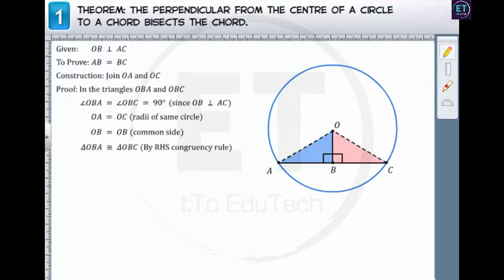Congruent triangles have their corresponding sides equal. Thus, AB equals BC. Therefore, B is the midpoint of AC. This means that line OB divides the chord AC into two equal parts or bisects it. So, our theorem is proved.